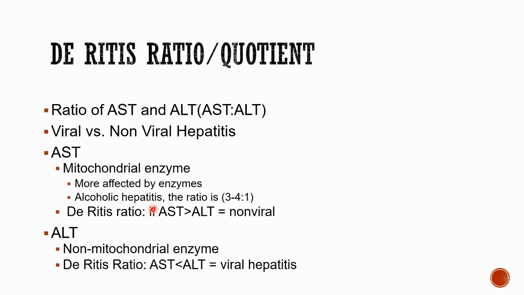For alcoholic hepatitis naman, we can know din siya. Ang ratio ng alcoholic hepatitis is 3:4:1. Okay? So 3 to 4 ang AST is to 1 ALT. Okay, that's for alcoholic hepatitis.